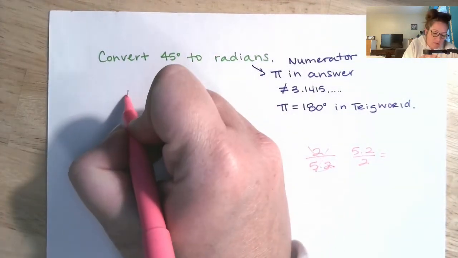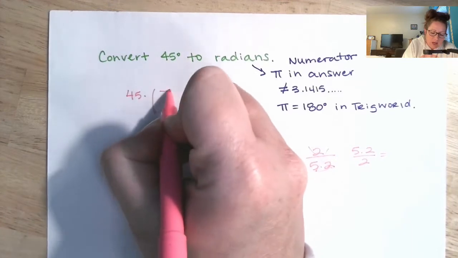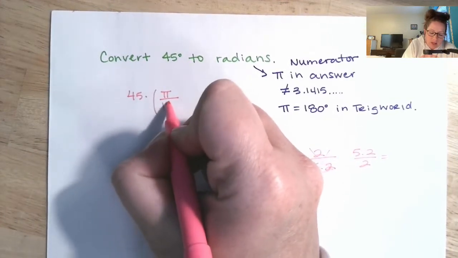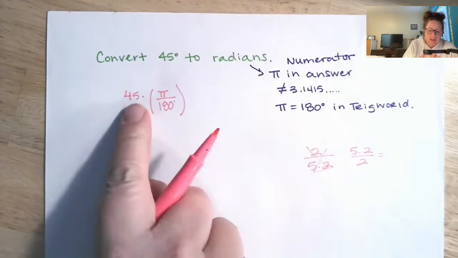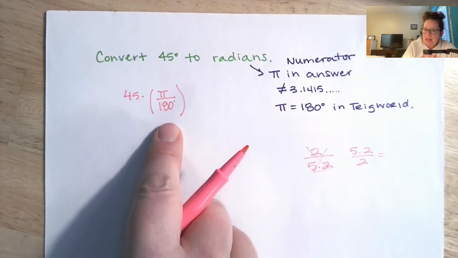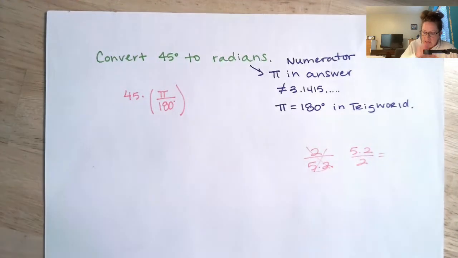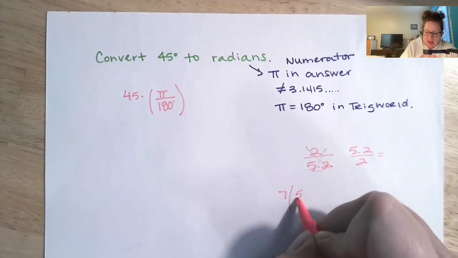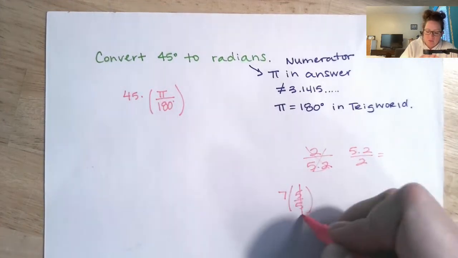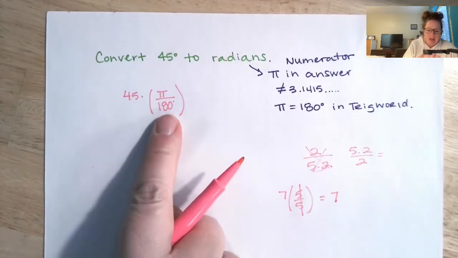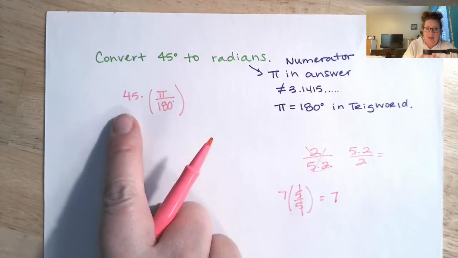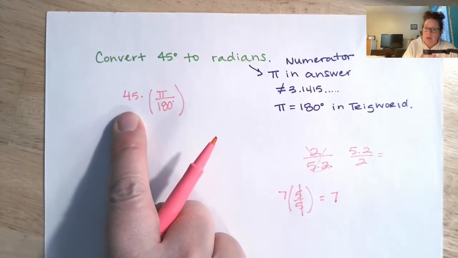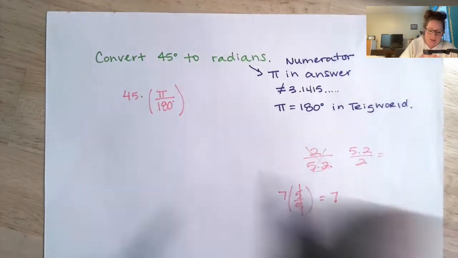So let's multiply 45 times pi on top. Well, pi is also equal to 180 degrees. So this is looking kind of weird, but pi over 180 is 1 because we said that pi is equivalent to 180 degrees. We can multiply anything by 1 and still get its original value out, right? So if I said 7 times 5 over 5, well, 5 over 5 is 1. I still get 7 out. Doesn't matter what it is, it's 1. It's not going to change that outside value that we're multiplying by. Okay, so that's kind of the why behind that piece.